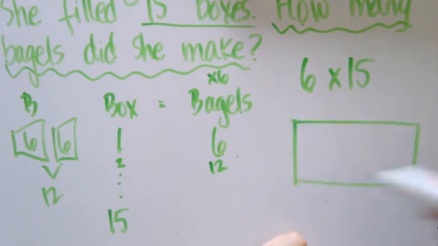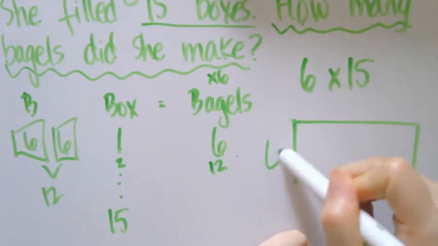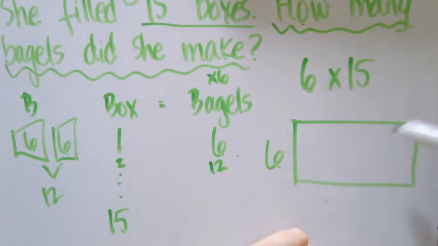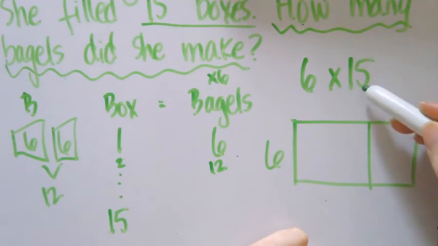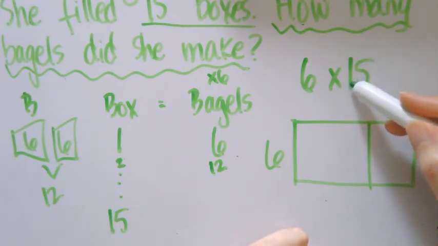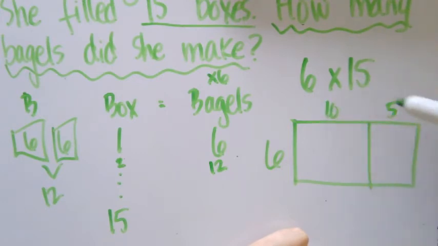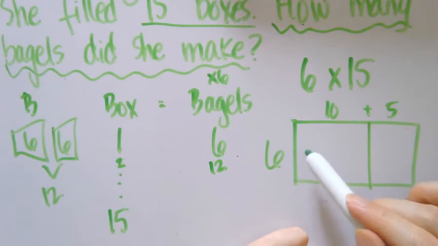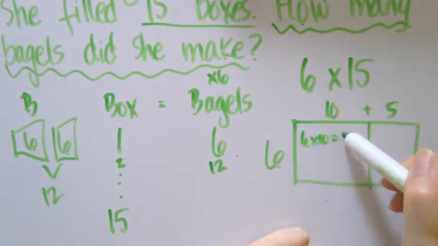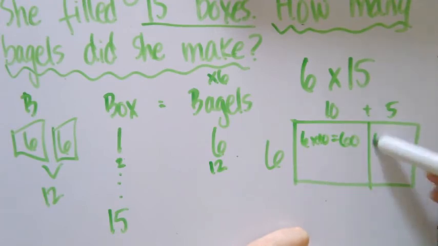All right. I have my single number 6 off to the side, and I have my double digit number, and I need to decompose it. The 5 represents 5 ones. The 1 in the tens place represents 1 ten. So 10. Okay, and multiplying to get my partial product, 6 times 10 equals 60, and 6 times 5 equals 30.